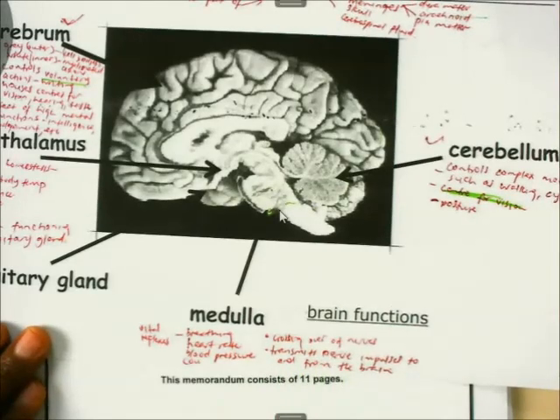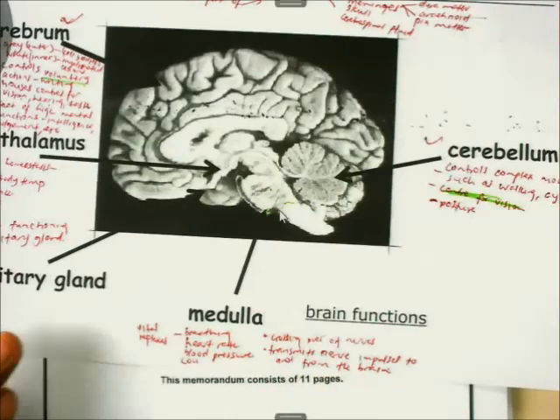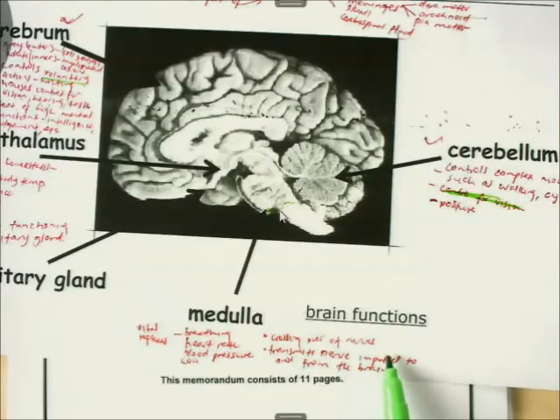These nerves cross such that the nerves that come from the left side of your body are being controlled by the right side of your brain. And then the nerves that come from the right side of your body are being controlled by the left part of what? Of your brain.